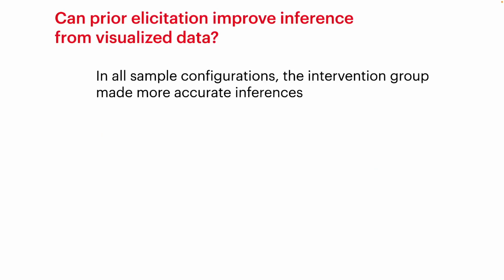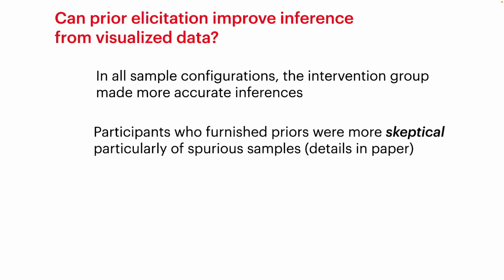So coming back to our research question, can eliciting and incorporating people's priors improve inference from noisy visualizations? Our study suggests that the answer is yes, and there seems to be a reliable effect here. And specifically, people who underwent intervention generally made more accurate discoveries across all sample types. We also found evidence that those who furnished their priors were a little bit more skeptical of the data, particularly when it contained spurious patterns. This lends support to the idea that there is a protective effect against extreme data that's generated by incorporating priors, and perhaps much like how priors can function in a Bayesian workflow when there is limited data available.